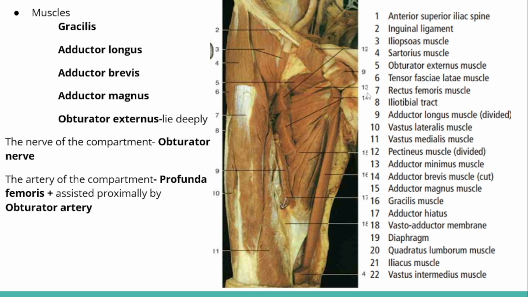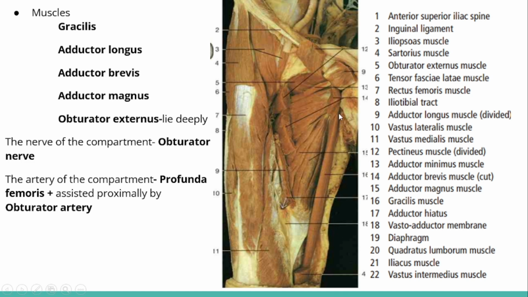When we talk about the muscles of the medial or adductor compartment, we can identify 5 muscles. First one is gracilis, then adductor longus, then adductor brevis, and adductor magnus, and the deeper obturator externus. This is the cadaveric image of a dissected body showing the medial compartment muscles.